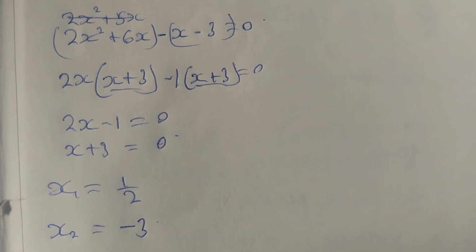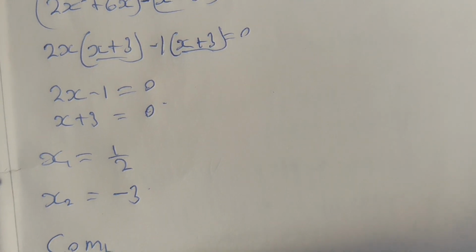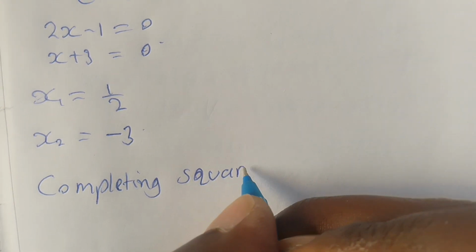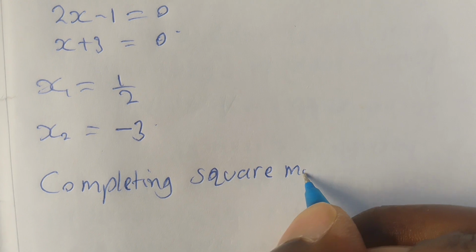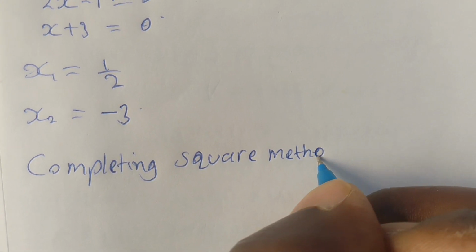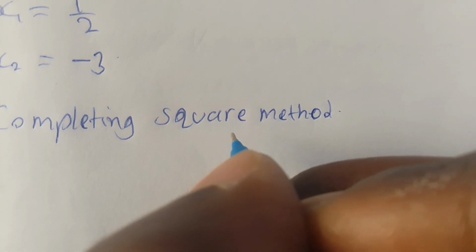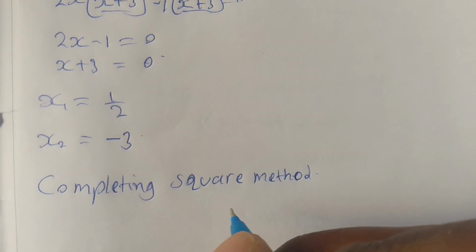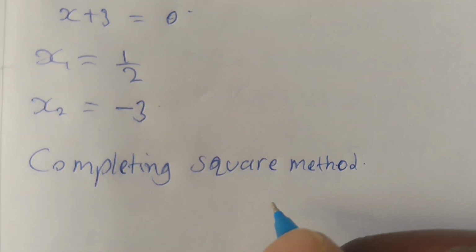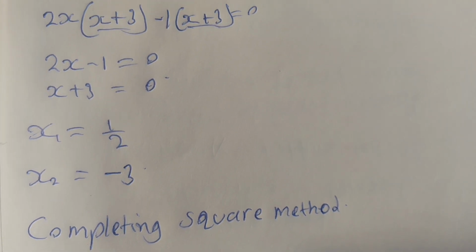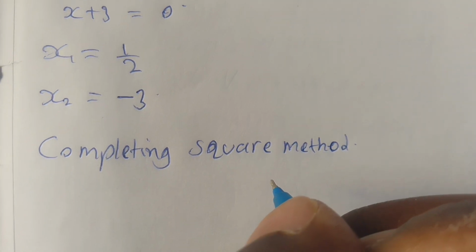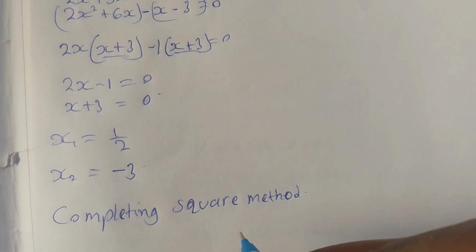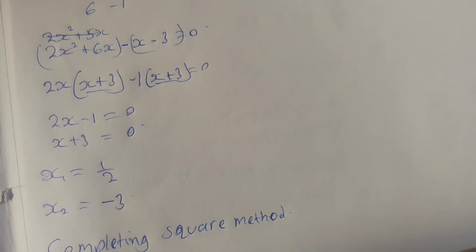But for today, we want to use the completing square method. So kindly pay attention, students in Form 3, and also students doing engineering classes, maybe electrical engineering, mechanical engineering, automotive engineering. You need this concept to solve your mathematical problems. So for the completing square method, kindly listen carefully because it's more complicated.